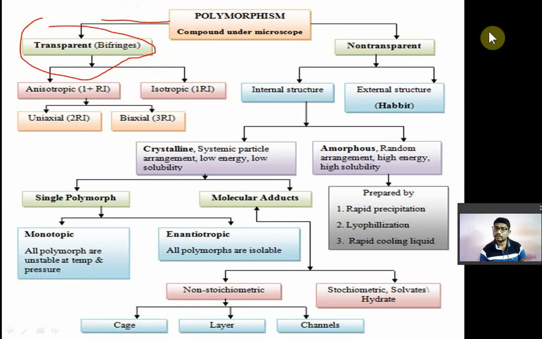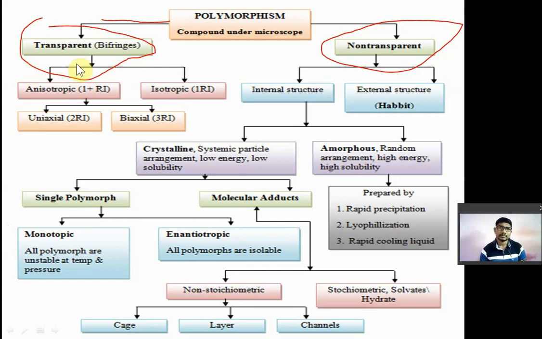So okay, it will be non-transparent. कि आप माइक्रोस्कोप के नीचे आप कंपाउंड को देखोगे तो वो तो ट्रांसपेरेंट होगा या फिर नॉन ट्रांसपेरेंट. Now if it is transparent, then they are known as birefringent. In that also, again if it is transparent, it may be either anisotropic or isotropic.